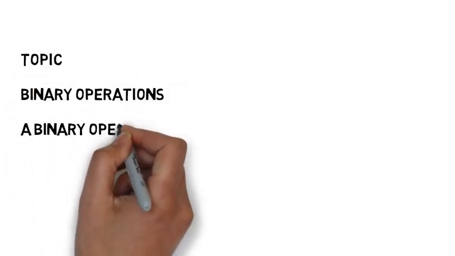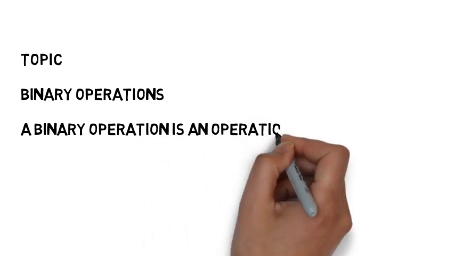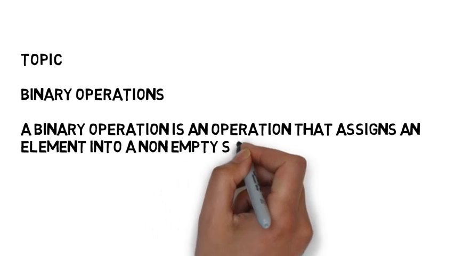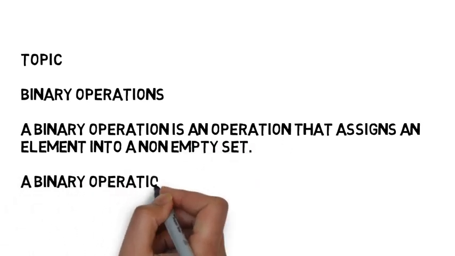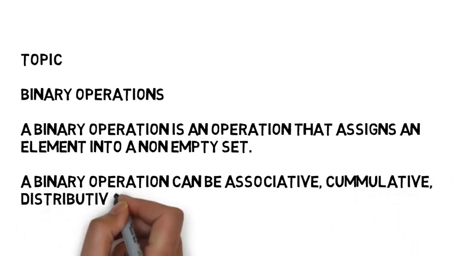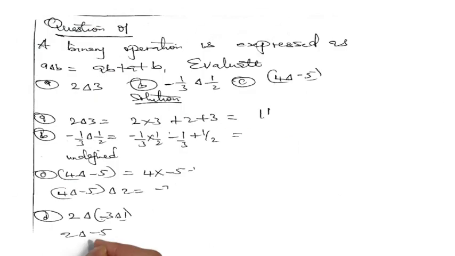Topic: binary operations. A binary operation is an operation which assigns an element into a non-empty set. A binary operation can be associative, commutative, distributive, or have an identity or inverse.